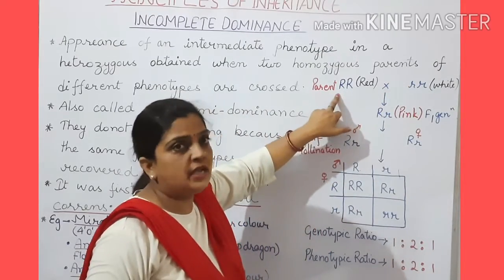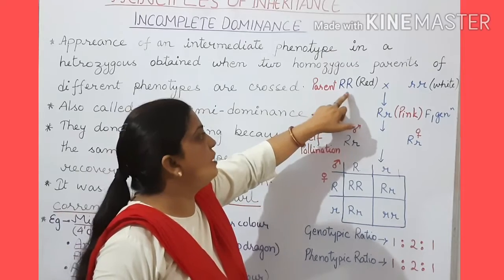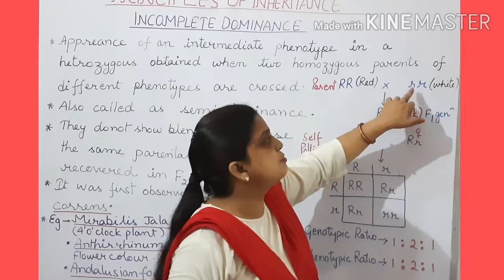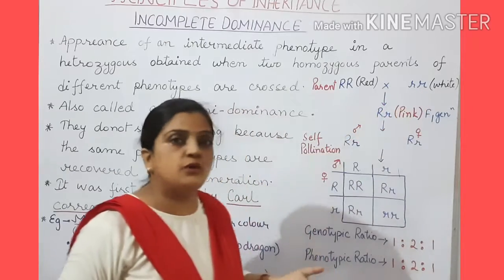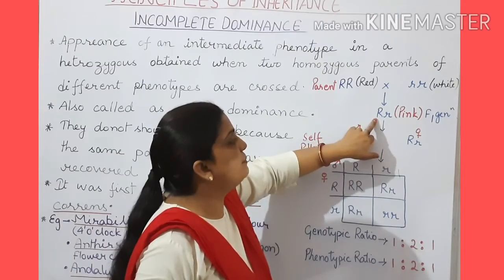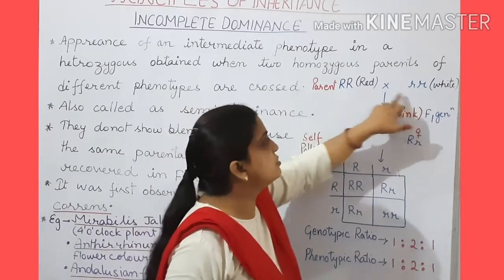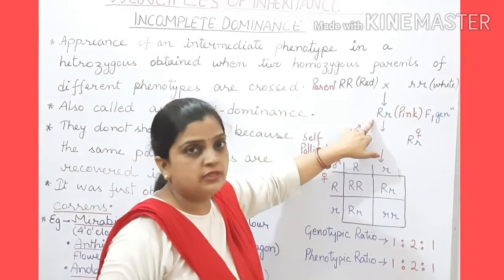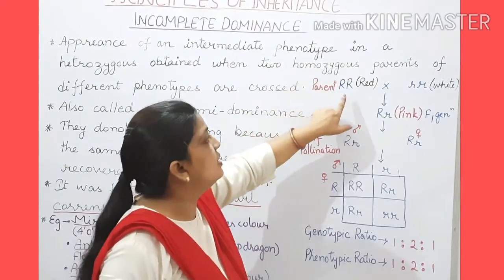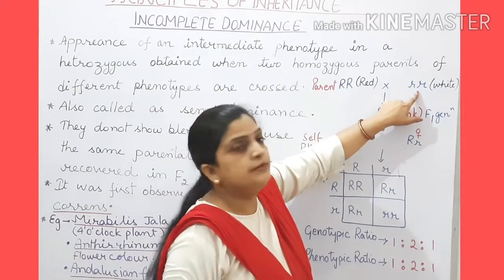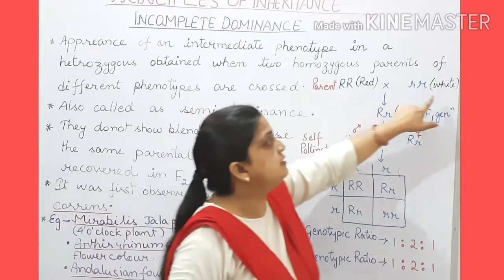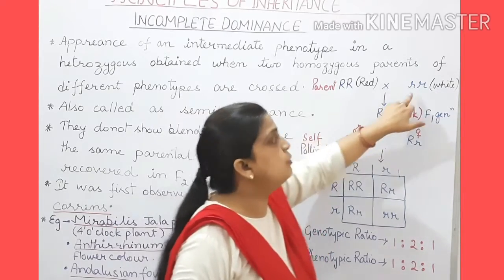Red is dominant, having the genotype capital R alleles, and white is recessive, having alleles small r small r. And you know how to make gametes here. So the gametes will be capital R and small r by crossing both types of parents, that is, the homozygous. Now what did I say? If you remember the definition, two homozygous parents of different phenotypes are taken. So one is red and another is white, but both are homozygous.